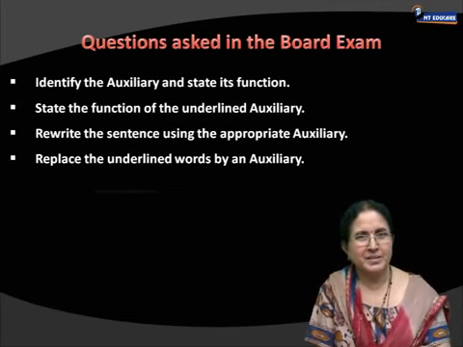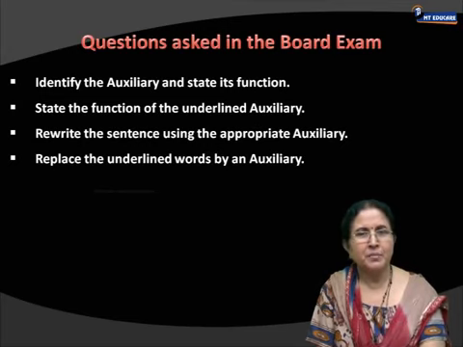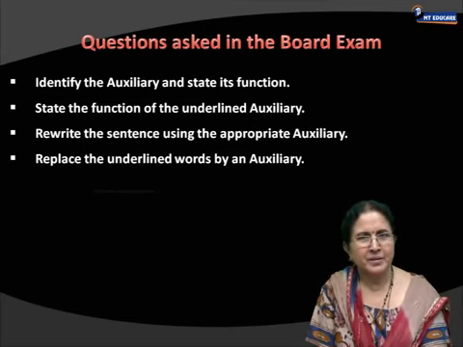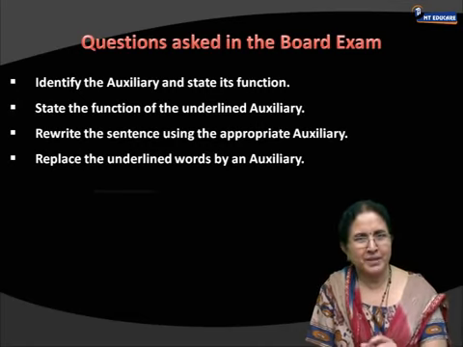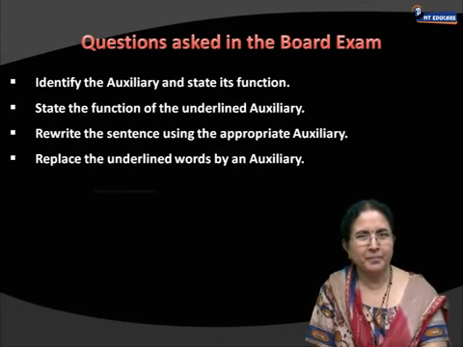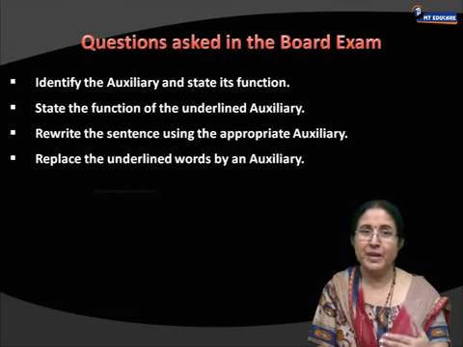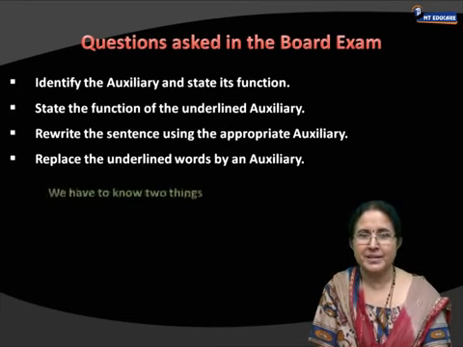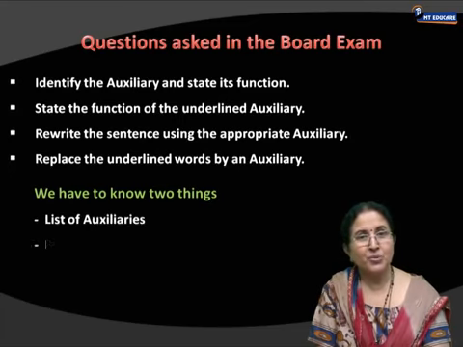Last, replace the underlined words by an auxiliary. Sometimes they give you a sentence. They say, I am able to cook. I am able to is underlined; replace it with an auxiliary. So, I can cook. You pick those words out, and in that place you put the modal auxiliary can. Okay. Now, to do this, we have to know two things. You must know the list of auxiliaries. Second, you must know the different functions of auxiliaries.